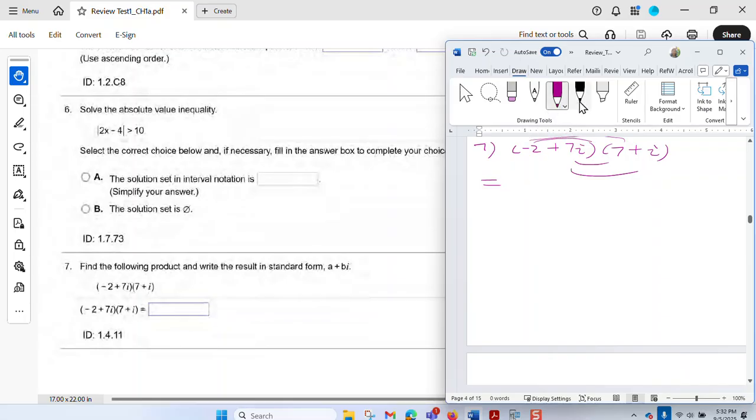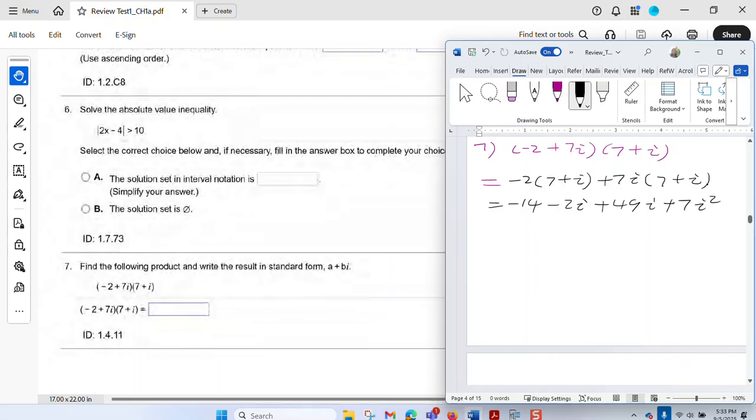So if that's the case, you can give yourself a little break by using negative 2 times the parentheses, and then plus 7i times the parentheses. This actually becomes much easier, and then you just multiply it in. Negative 2 times 7 is negative 14. Negative 2 times i is negative 2i. Then plus 49i plus 7i squared. i times i gives you an i squared. Remember, i squared is equal to negative 1.